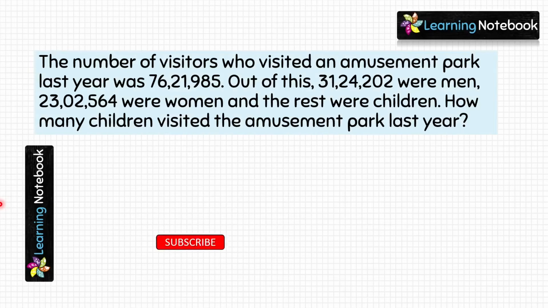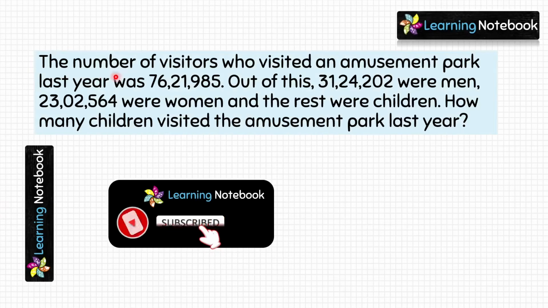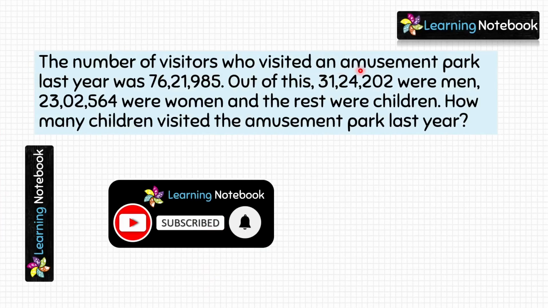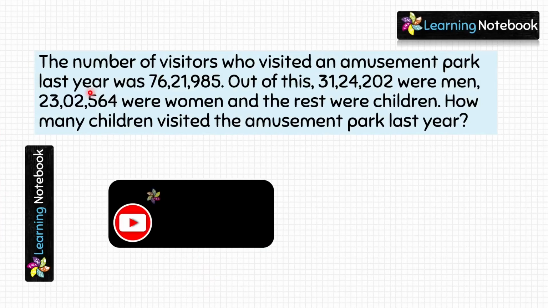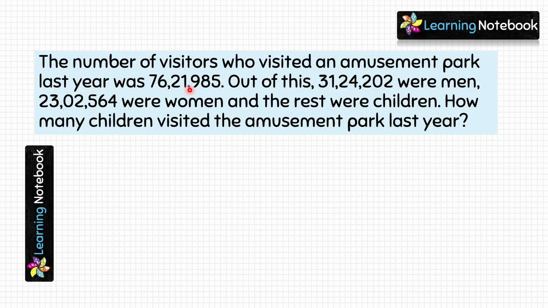Now let's see the last word problem. The number of visitors who visited an amusement park last year was 7621985. Out of this, 3124202 were men, 2302564 were women, and the rest were children. How many children visited the amusement park last year?